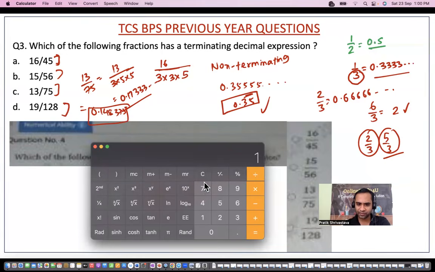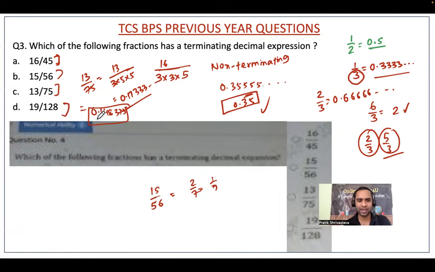See, 1 by 7, which I was explaining to you. 1 by 7 will not stop. Actually it is 0.142857142857, and again 142. So they have added 3 here, right? So that problem will always be there. So your answer will become option D, which is terminating.